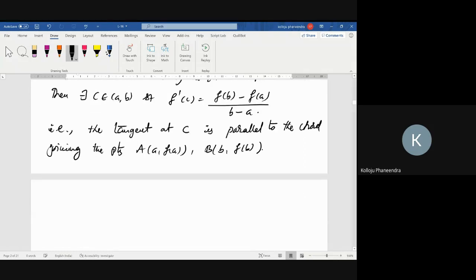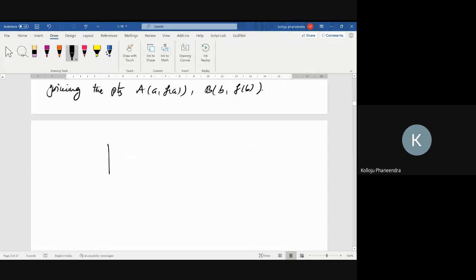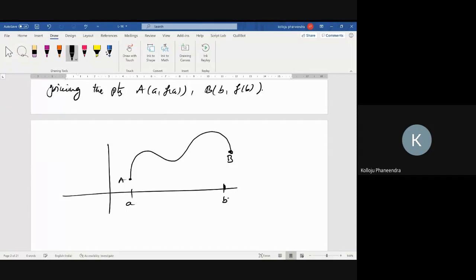Now graphically, see first one. Let me consider A here and B here. Let me draw one simple graph. This is point A and this is B. They need not be equal. So let me take this point B here. The curve is continuous and differentiable everywhere. Then there is a point C. Let me take point C.